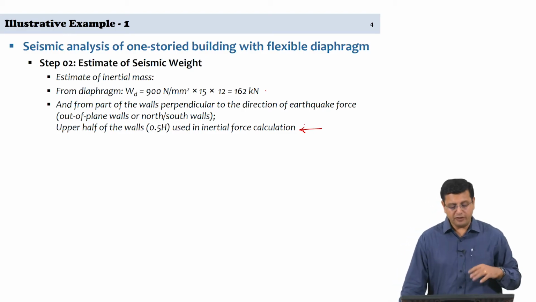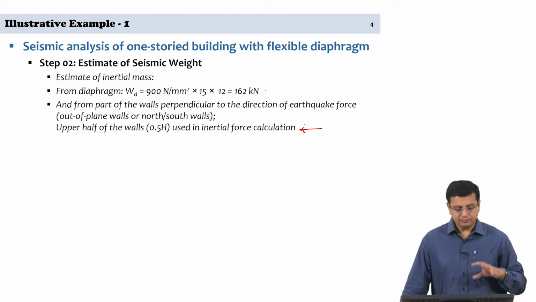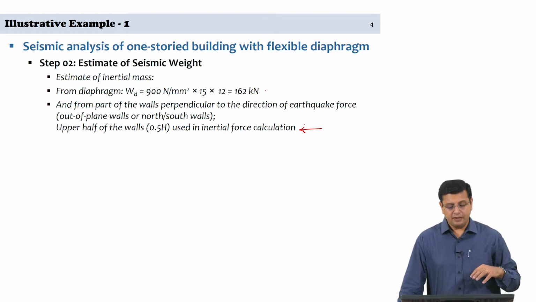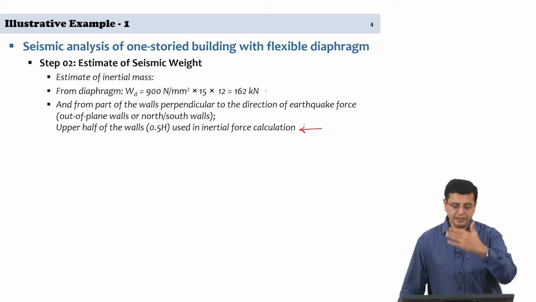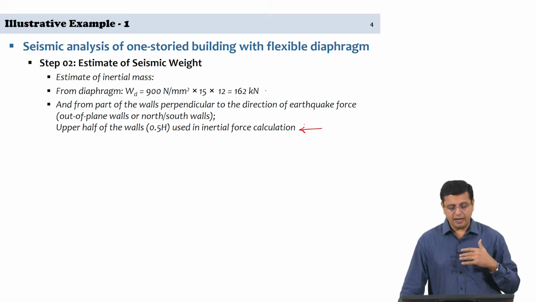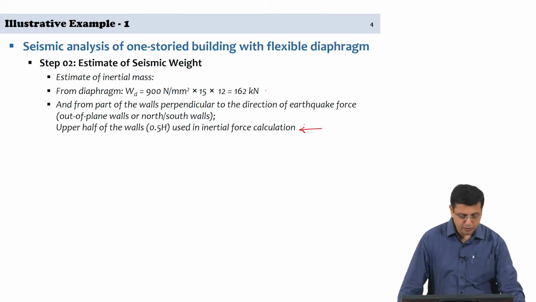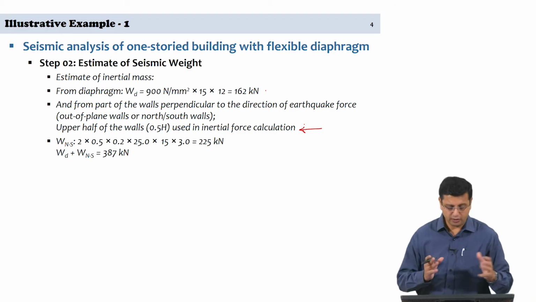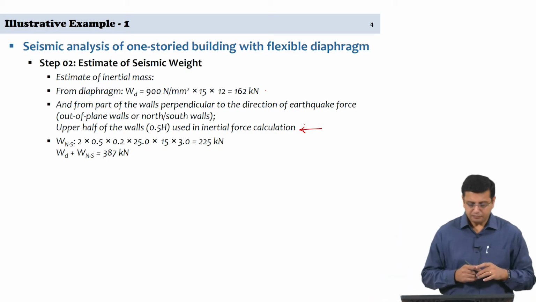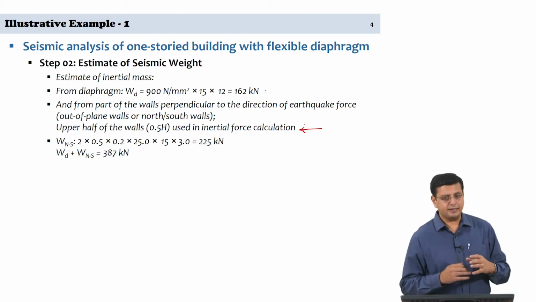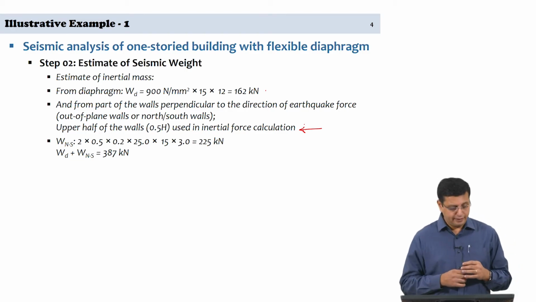So, we take 0.5 h in the calculation of the inertial force for this story. Now, we have the walls in the direction perpendicular to the seismic action, which are the out of plane walls, and these were the longer walls, the north wall and the south wall of the structure, right. So, to be able to calculate the total inertial mass, in a moment we will try and understand what is the load path in the structure.